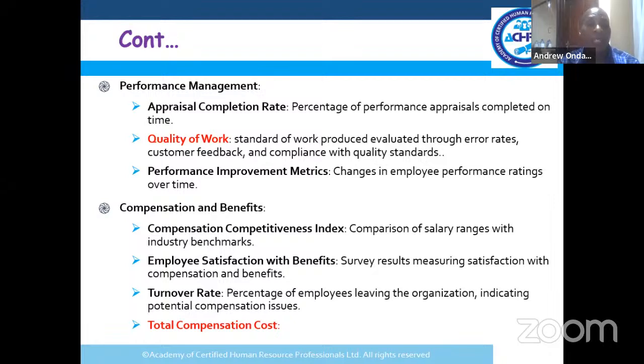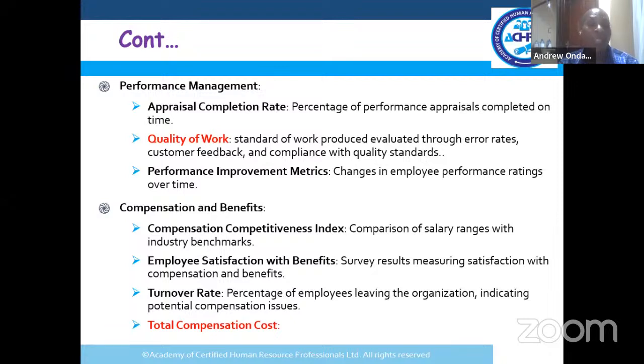Secondly, we look at the level of employee satisfaction with their benefits. When you conduct a HR audit, you are going to develop a tool that will help to determine whether or not the employees are happy with their compensation and benefits. The results that we get from this evaluation or survey will help us to make a decision to adjust our compensation system to enable our employees to perform better.